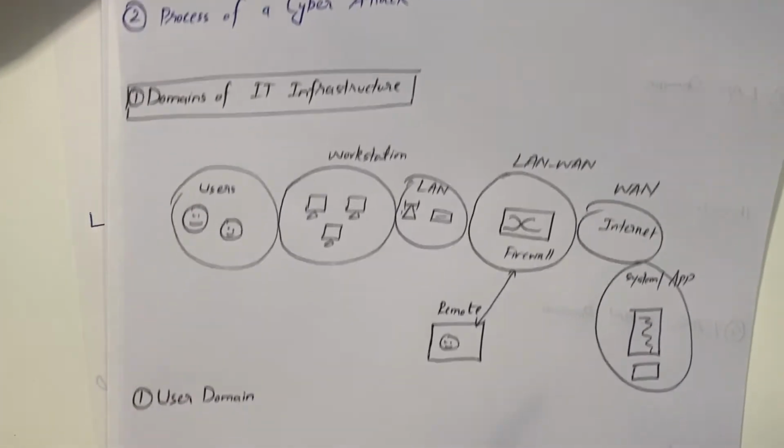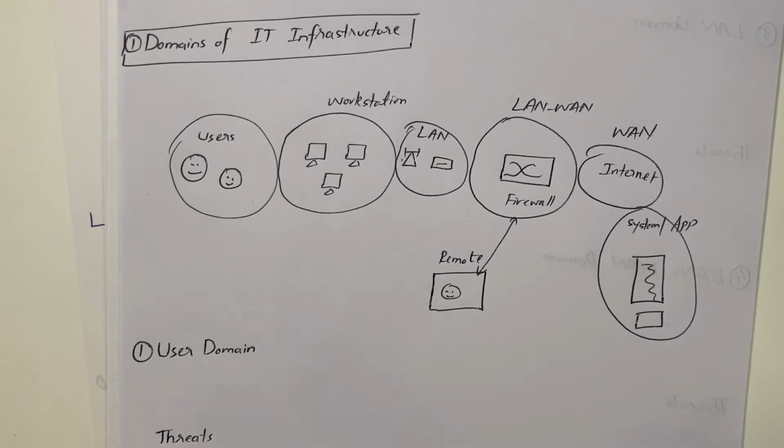So, firstly, domains of IT infrastructure. Why are we discussing this? Why do we need to discuss that? Before we plan any security, we need to understand where exactly we need to put the security, because each domain, or each device, or each environment, in fact, requires a different kind of security. It has different security requirements, and that's basically what we need to plan.